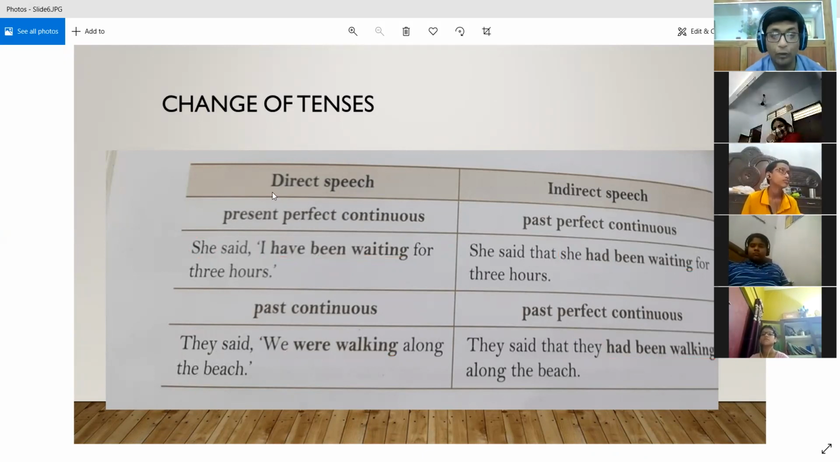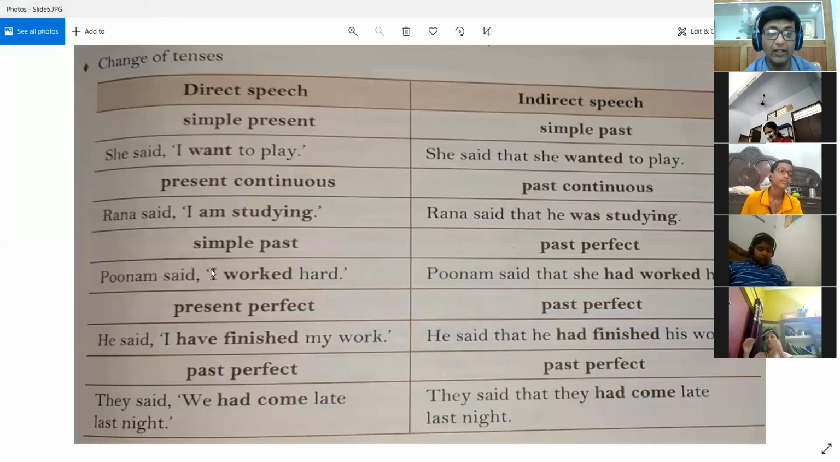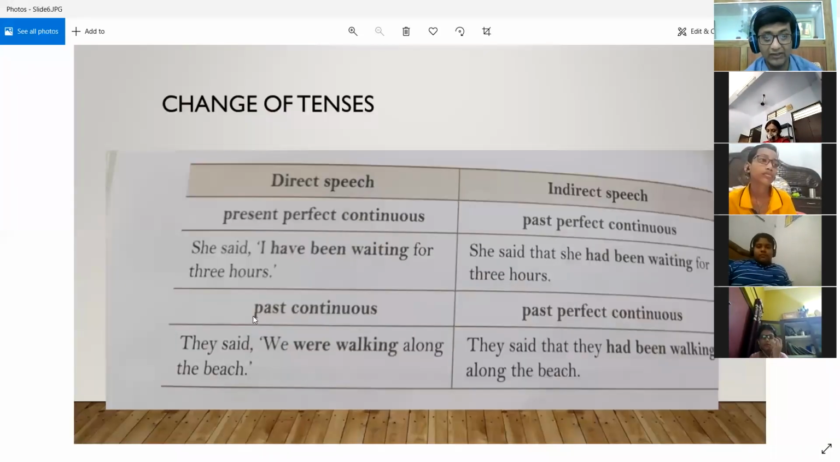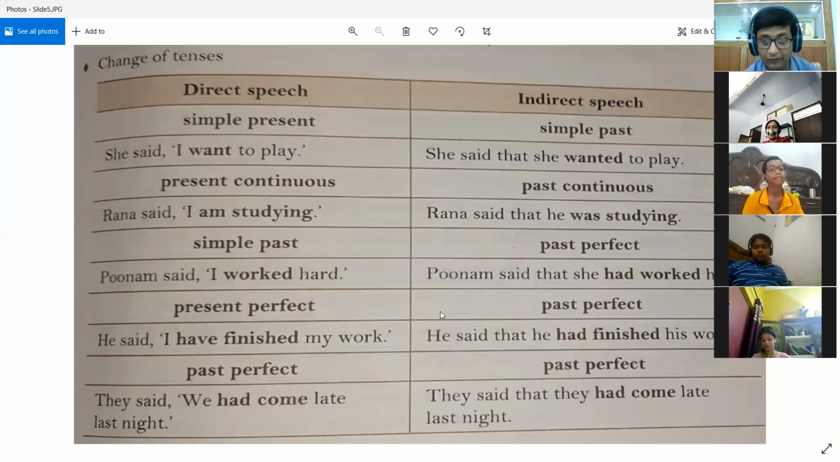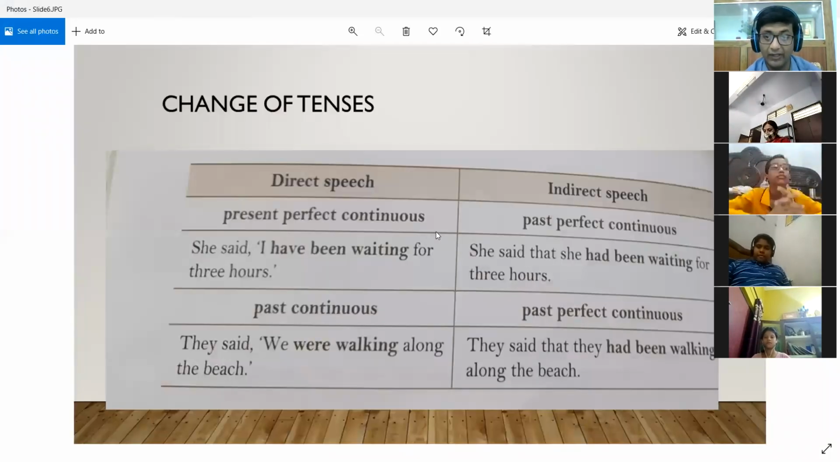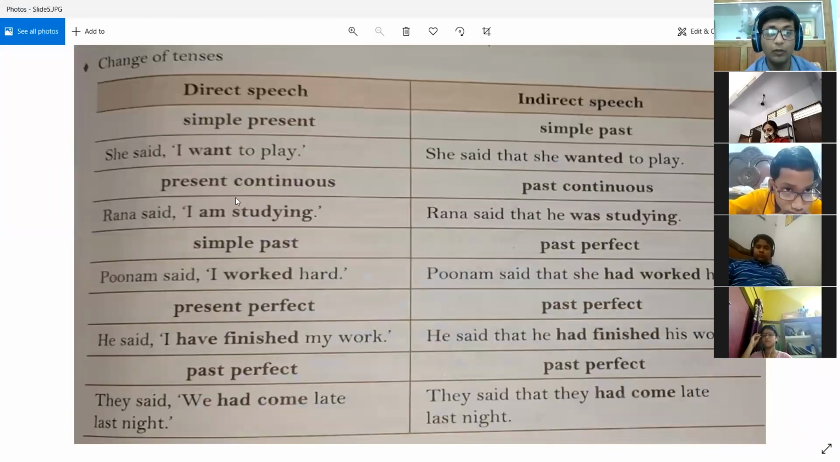So one very important thing you should have noticed if you have observed closely is that we have not discussed any future tense, whether it is simple future or future continuous or future perfect. We have not used any future tense over here. All we have used is present tenses and the past tense, right? So whenever we are using past, for example simple past or past perfect, it is changing into past perfect only. Then if it is past continuous, it is changing into past perfect continuous, right? And for the present perfect, this is also changing into past perfect, and present perfect continuous is also changing into past perfect continuous. Apart from that, simple present is changing into simple past, and present continuous is changing into past continuous.